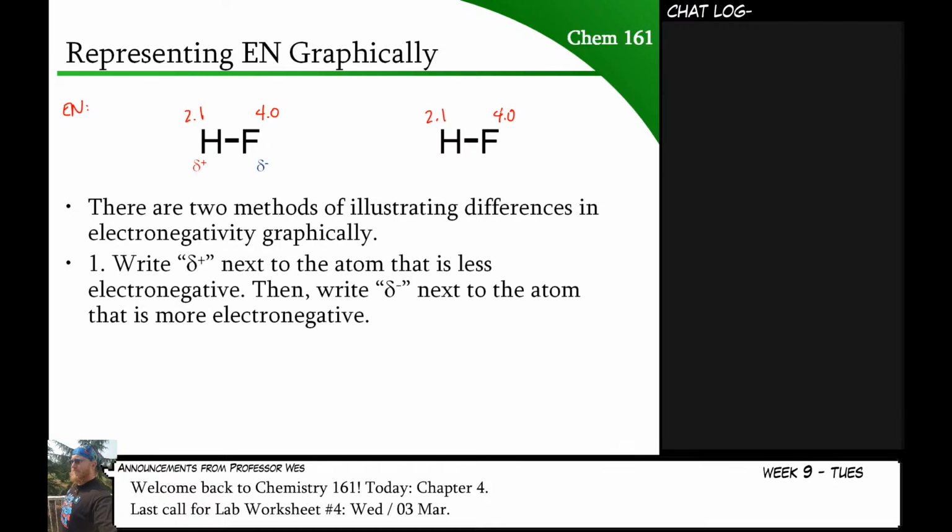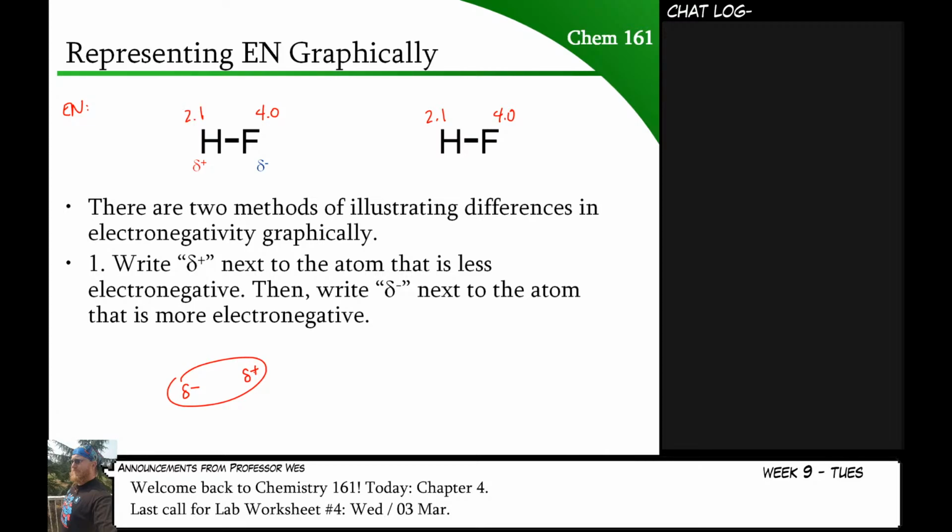So there's two things that we can do. The first is to draw these delta symbols that I showed you the other day. Delta plus is written next to the less electronegative atom, the more electropositive atom, you could say. And then delta minus is written next to the more electronegative atom. So symbolically, I would draw a little circle where it represents my molecule, and I would do something like this to it to show one side of the molecule is positive and the other side is negative, but not enough that it's an entire electron moved over there.